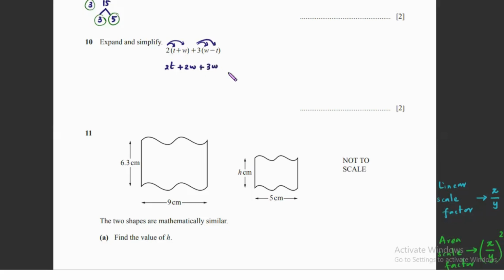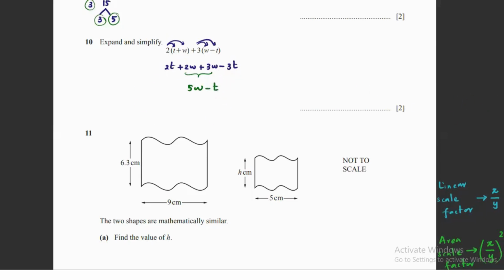They both are positive, so you get a positive answer. 3 times t is 3t. The 3 is positive, the t is negative. So when a positive number is multiplied with a negative, it becomes a negative. So this is what you get. Now you need to combine like terms to simplify this. So 2w and 3w makes 5w. 2t minus 3t is equal to minus t.